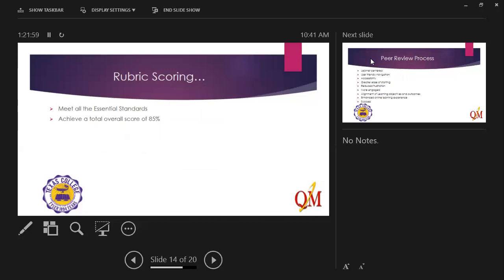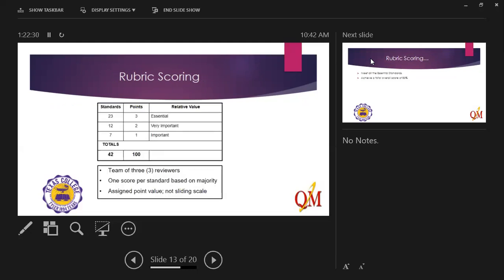So in order for a course to become a QM course, you must earn all the 3 points in all of the standards. 23 essential standards, 3 points each, that is 69.